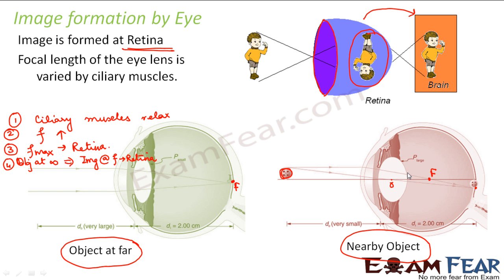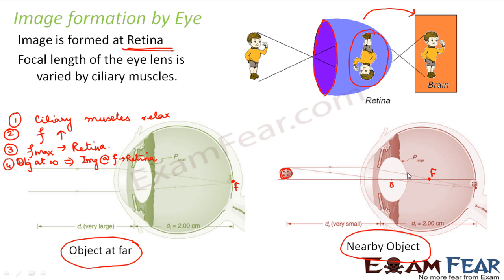So this is how we can view objects at different locations. By changing the focal length of the lens, we can make sure that the image will always form at retina. And whenever the image is formed at retina, we get a sharp image. That means we can view that object very clearly.